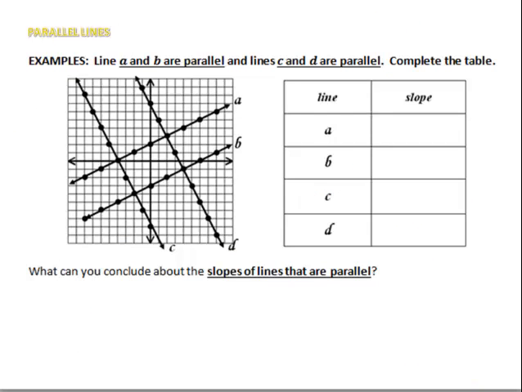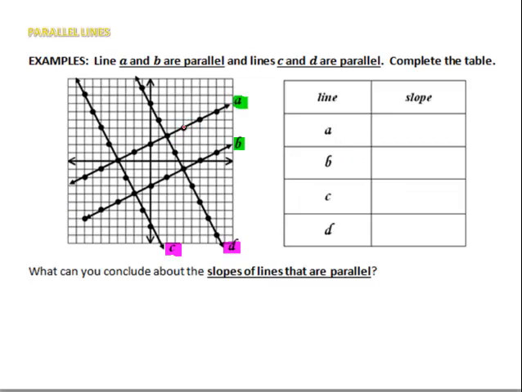I want to look at a few examples I have for you here on this paper. Notice that in the coordinate plane, lines A and B are parallel to each other, and lines C and D are also parallel to each other. What we're going to do is look at the slope of each of these lines and compare them. Okay, so let's look at line A and find the slope of line A.